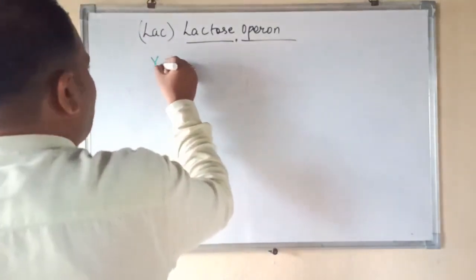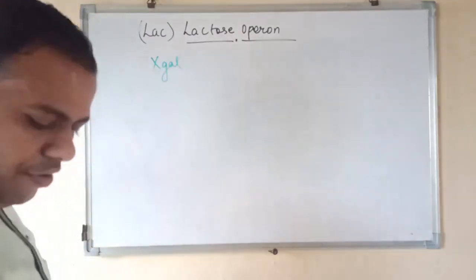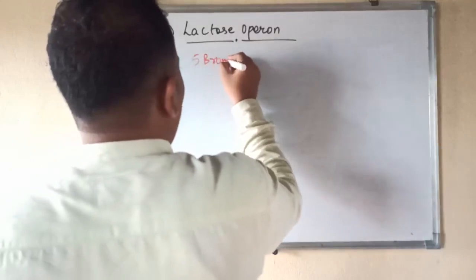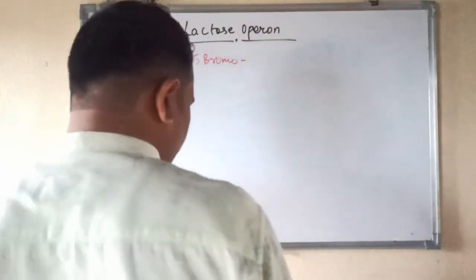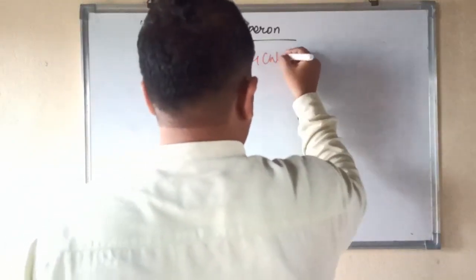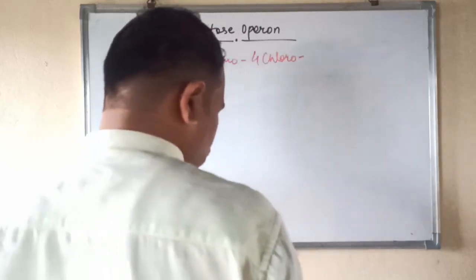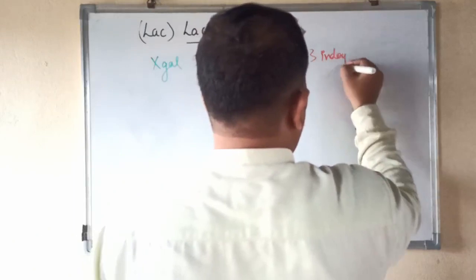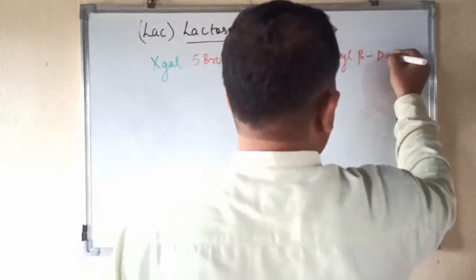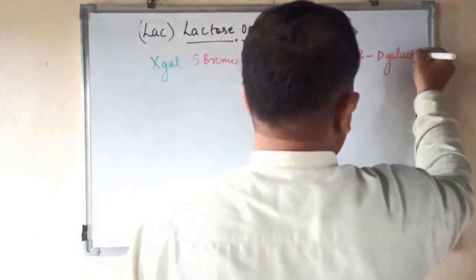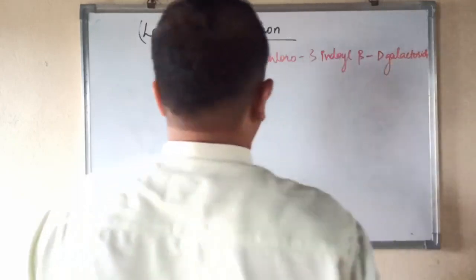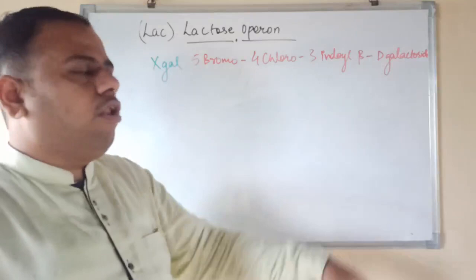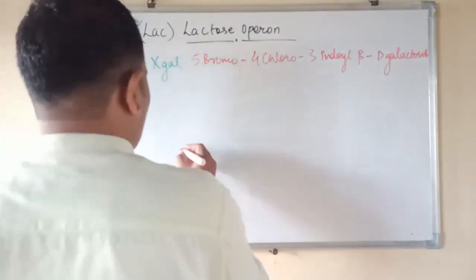The next compound is X-gal. I will write its chemical name. It is 5-bromo 4-chloro 3-indolyl beta-galactoside. Okay, so this is the chemical name of X-gal, that is 5-bromo 4-chloro 3-indolyl beta-galactoside, and its structure looks like this.